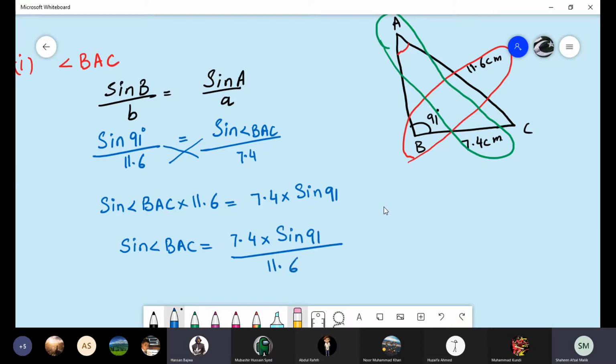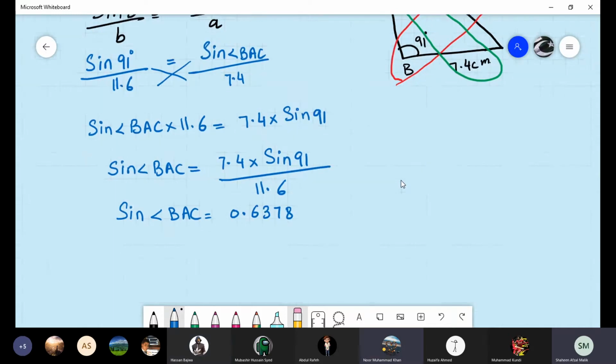Find out the value and tell me the answer for the calculation of these three numbers. 0.6378. The answer is 0.6378. Okay, now because we want to find the angle, leave angle BAC at this place, and that is equal to sine inverse of 0.6378. Yes, take the value and tell me the answer.